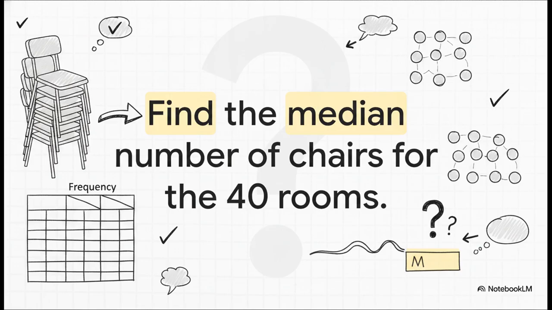This is from WASSCE Mathematics 2026, question 43. It says, the table shows the frequency distribution of the number of chairs in each of 40 rooms. And our mission? Simply find the median. We've got four options. A is 6.5, B is 9.0, C is 4.0, and D is 5.0. Now I want you to keep your eyes glued to that number 40. We are hunting for the median of these 40 specific rooms.